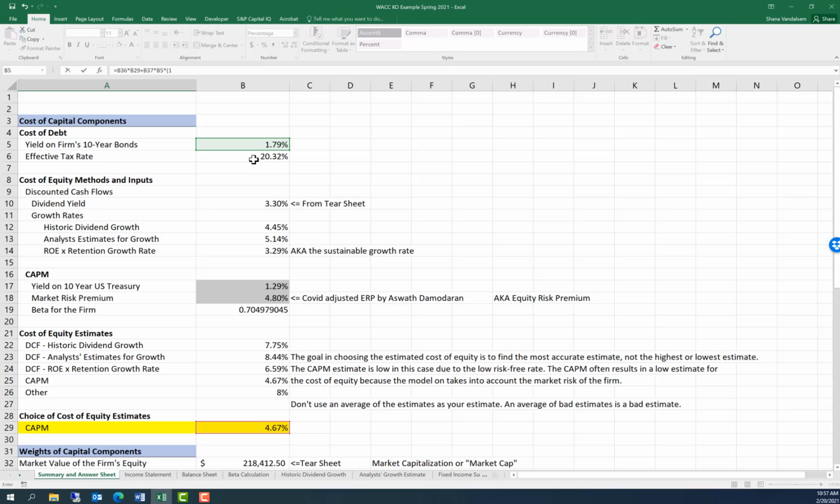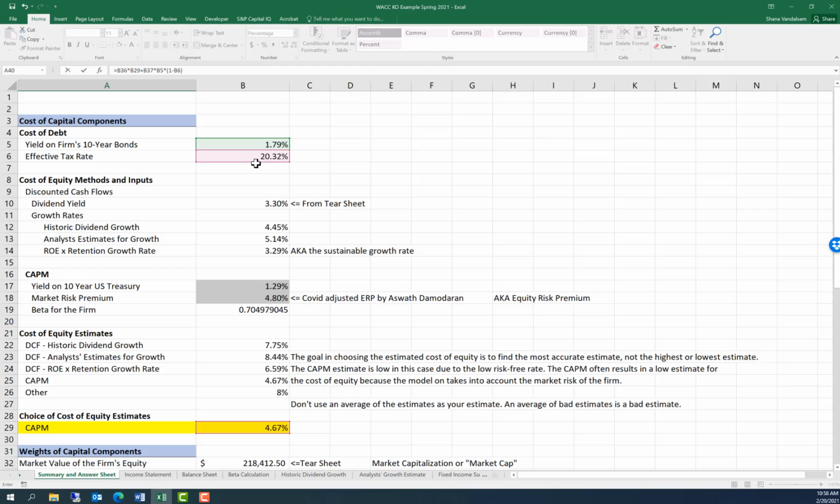And we do that because interest for for-profit corporations is tax deductible. So this decreases their cost of debt and actually makes debt increasingly less expensive for the firm.